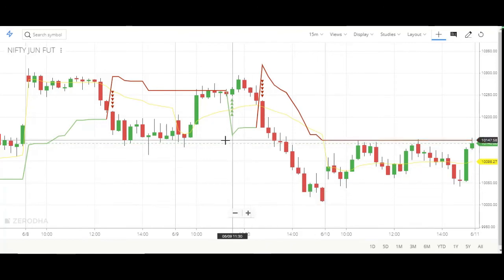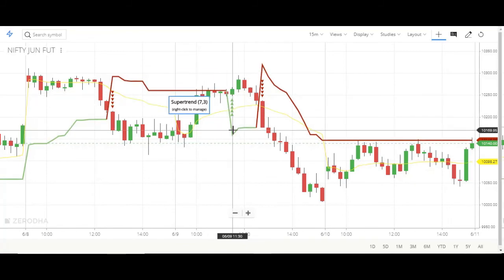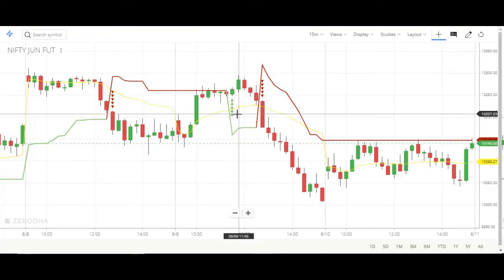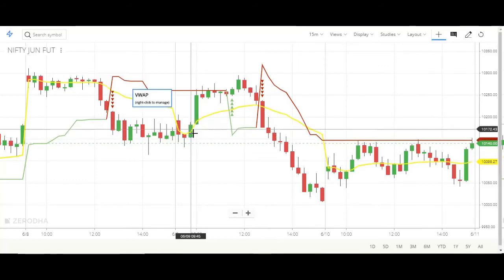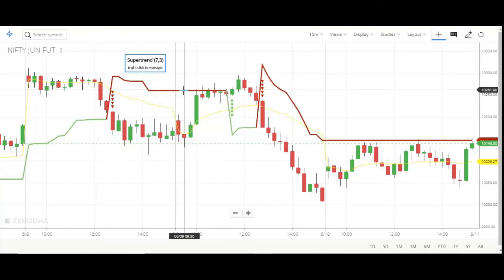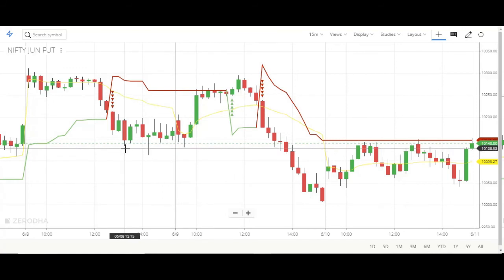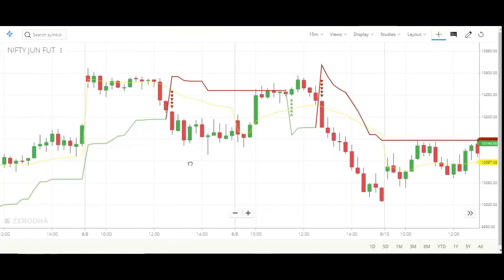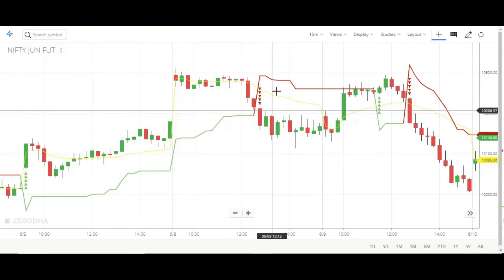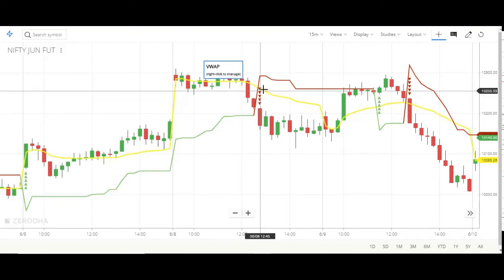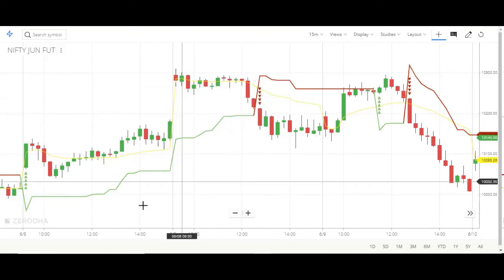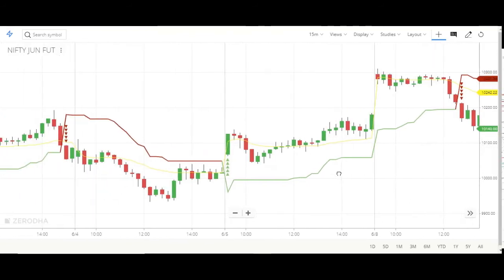Here it's on the green side, but the price doesn't close above the VWAP, so we'll avoid this. And here you can see the price crossing from below to above the VWAP, but the Supertrend indicator is on the red side, so we are not going to buy. This is not a valid buy signal as per this strategy. Again, it's a red signal, but there is no crossover between the candle and the VWAP.